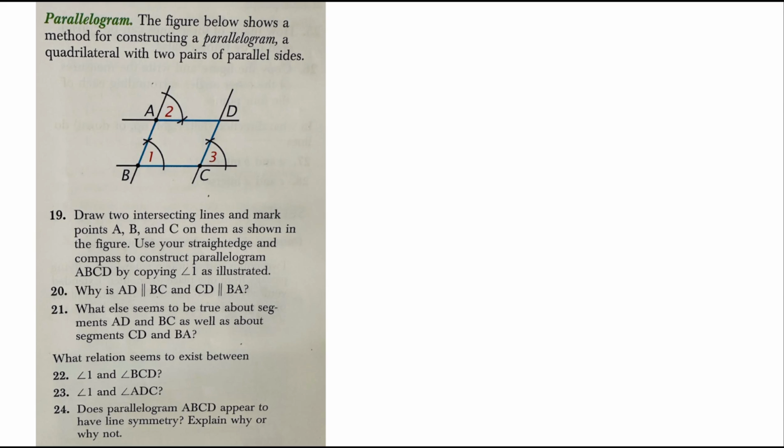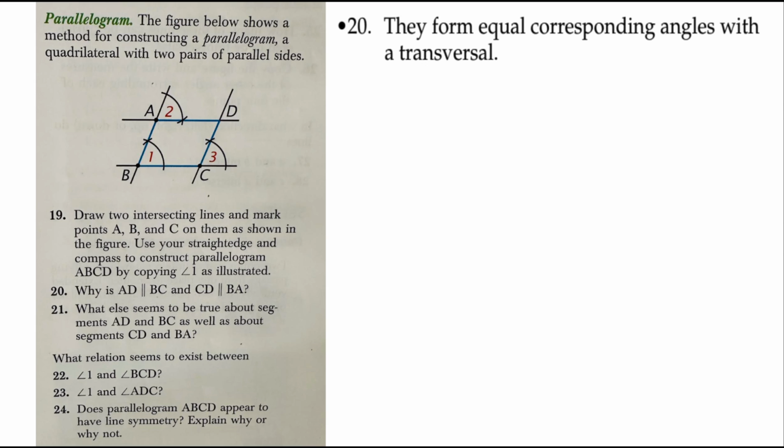Okay, so after you've constructed this, let's look at number 20 together. Why is AD parallel to BC, and CD parallel to BA? Using our rules, let's think about it. Well, this whole lesson has been about angles that are in the same place, right? So let's see how they phrase it. They form equal corresponding angles with a transversal. That is the math way to say that.